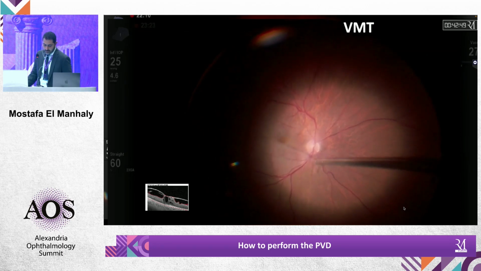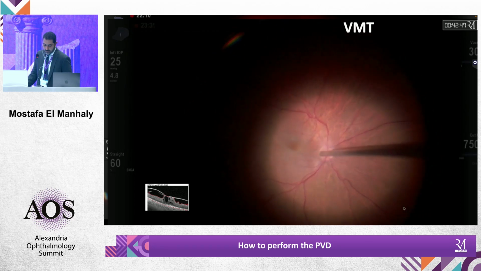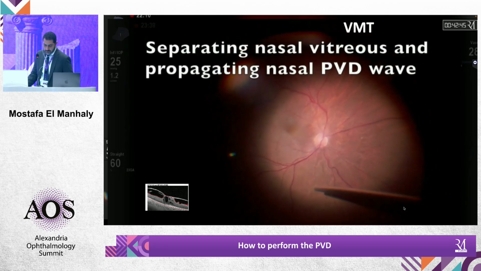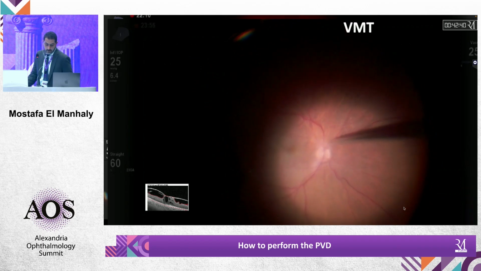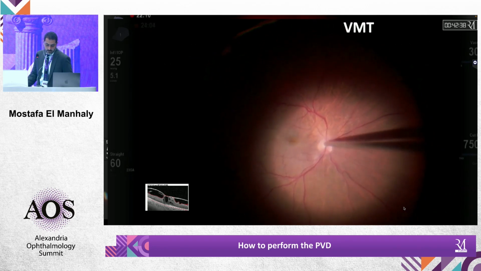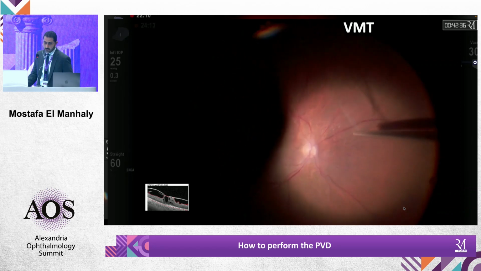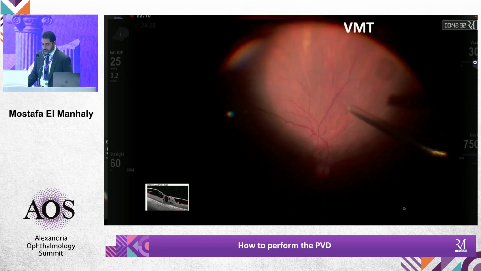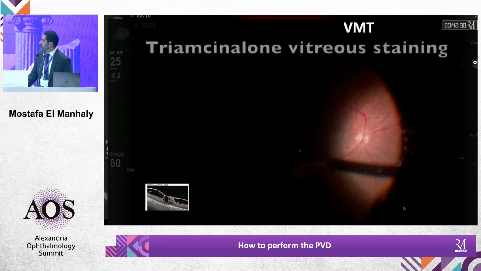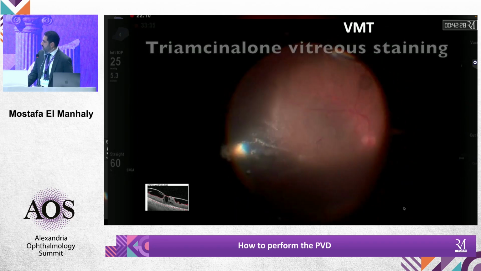Sometimes you see that there is traction on the macula. In this case, you have to circumcise, as Dr. Ehab said, circumcise the posterior hyaloid around the fovea, especially on the nasal side, and then you try to circumcise on the temporal side, and there is no need to detach over the fovea.